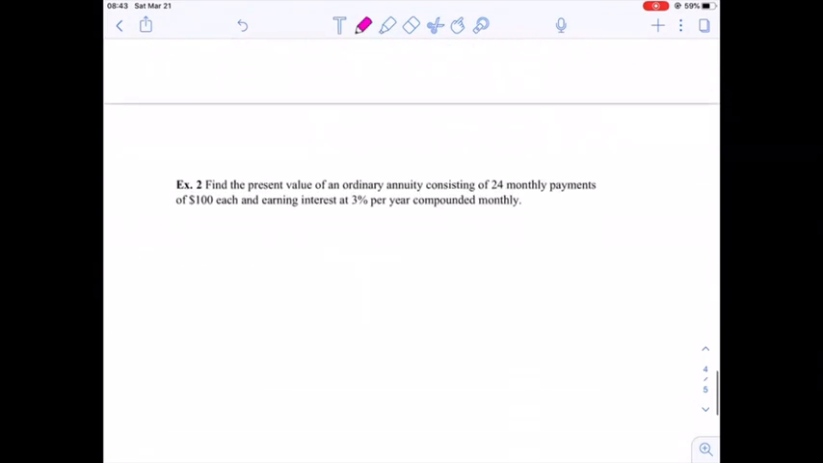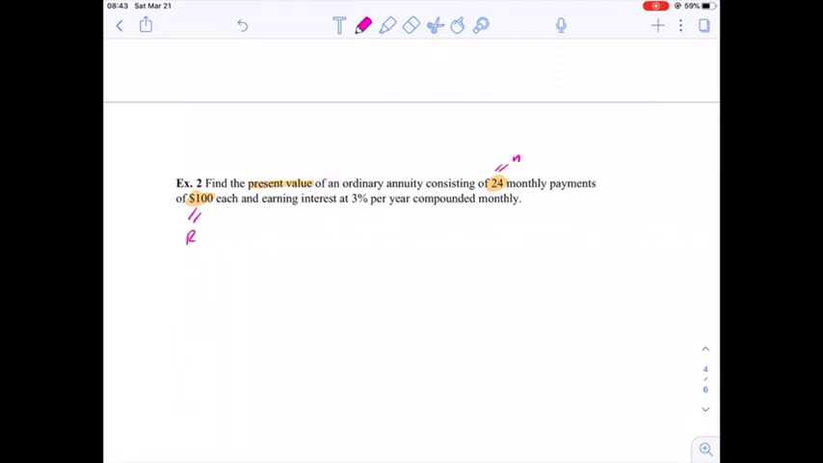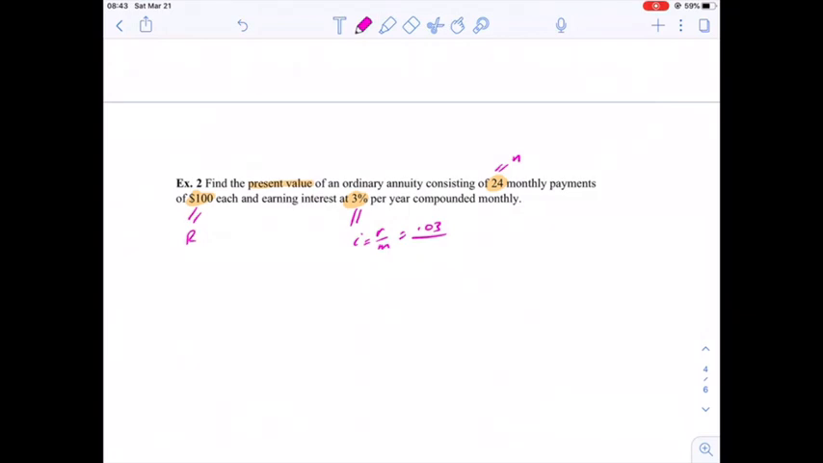Now let's take some examples. The first example: we want to find the present value of an ordinary annuity consisting of 24 monthly payments of 100. So this is R and this is n, and the interest rate is 3%. So from this we find I equals r over m, r is 0.03 over m. Since this is compounded monthly, that means m is 12. So this is equal to 0.0025 if you use the calculator, or just simplify this, you get 0.0025.